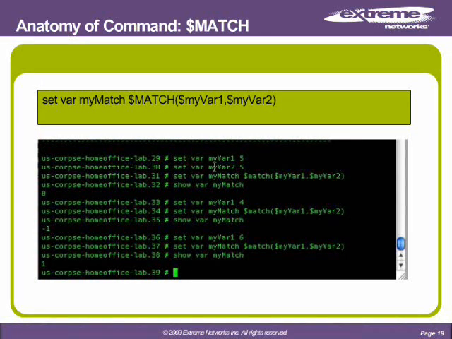Here we're setting myvar1 to 6 to show the example of a greater than evaluation. If you see the show var myMatch evaluated to 1 in this case, that is because we set myvar1 to be 6, which is greater than 5. Now the set var myMatch invoking match function, when you pass that function, myvar1 is evaluated first, myvar2 is evaluated second. So myvar1, is it greater than or less than myvar2?